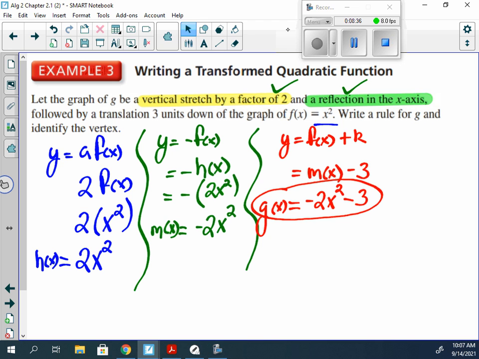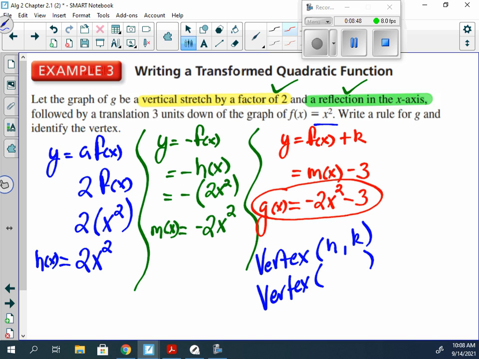Now the vertex, the vertex is the point h comma k. Well, we know what the k value is. The k value would be negative 3, because in our general form, outside is k. Inside the parentheses is h, yes? Do we have parentheses at all? So the value has to be 0. So the vertex for this would be 0, negative 3.